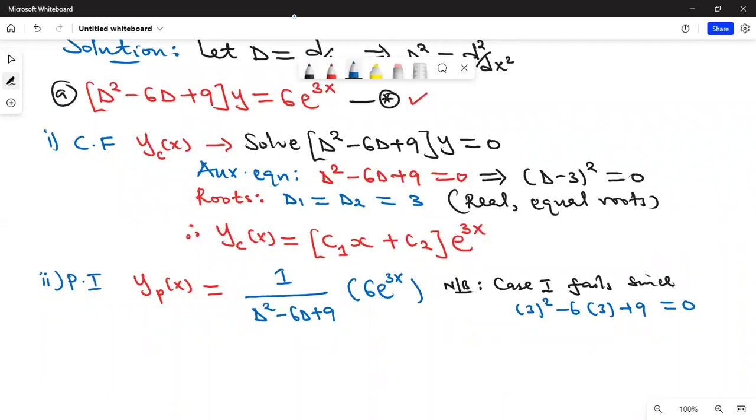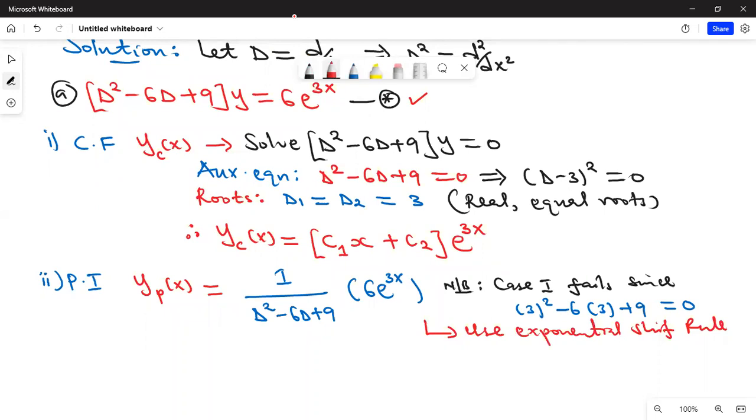What we do is to use the exponential shift rule. So in such a case where case 1 fails, you now need to use the exponential shift rule. Remember, you cannot divide by 0. That's why we are saying this case 1 fails, because in the denominator there will be a 0, and it is not possible to divide by 0. Division by 0 is not possible.